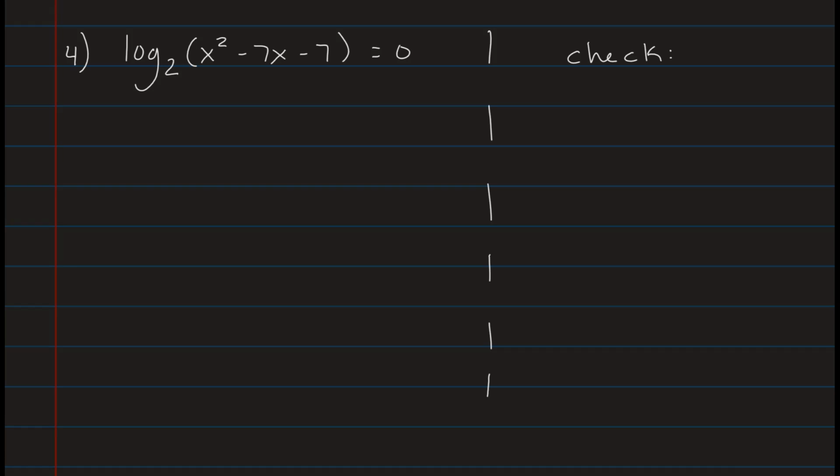Now remember, the entirety of the log is the word log, the base, which in this case is 2, and the argument, which in this case is the entirety of x squared minus 7x minus 7. That is the argument. So this is our entire log, and it is already isolated. So I can go ahead and skip step 1.